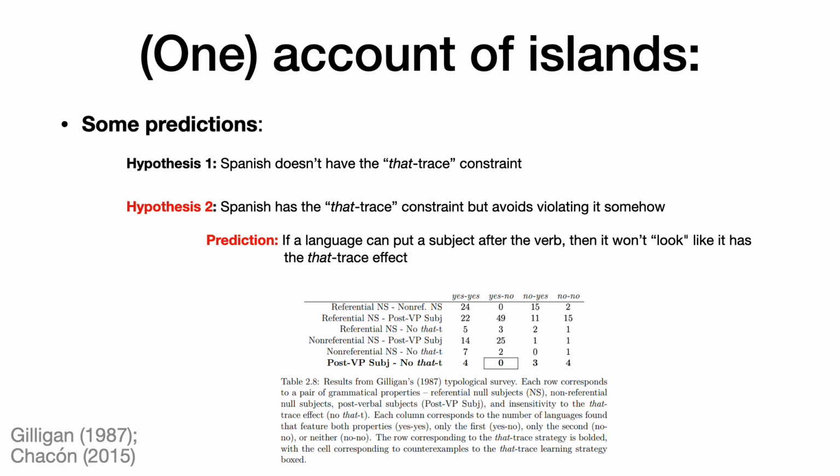But we observe that this was a study by Gilligan where he went through a whole bunch of descriptions of different languages and he tried to find what seems to matter for predicting whether you have that trace violations or not. And what he finds is there are no languages where subjects can be movable, let's say, they can go after the verb, and you cannot say the equivalent of, who did you say that attacked Ollie? Right? So that prediction might be right.